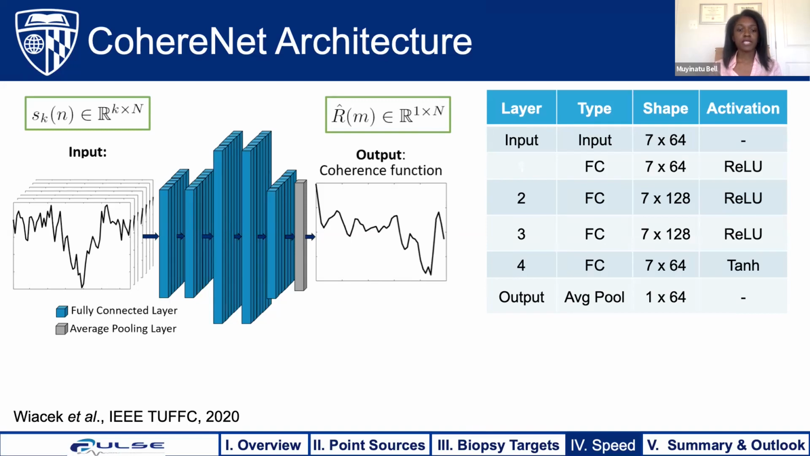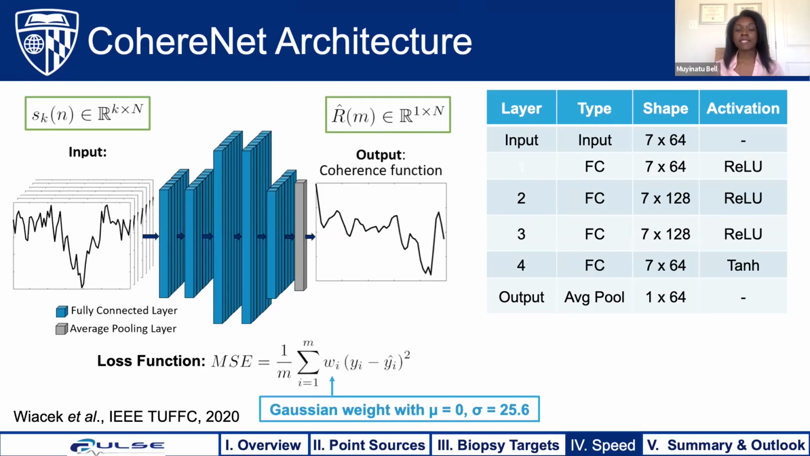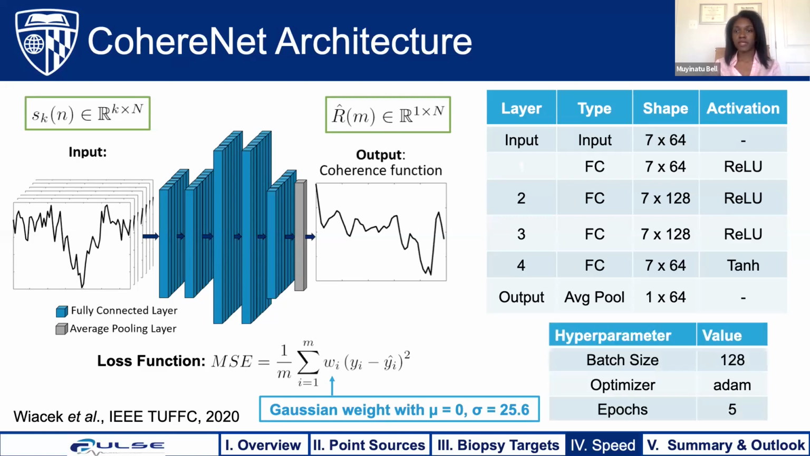And so for training this network, we implemented a custom loss function based on the mean square error, where the loss function includes a Gaussian weighting term W, which allows us to place more weight on errors in the short lag region. And we did this because this is the critical region for creating SLSC images. And therefore, it's the region that will most affect the SLSC image quality. And then these were the hyperparameters that we used during training.